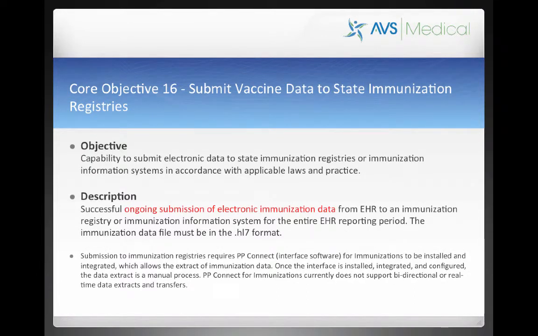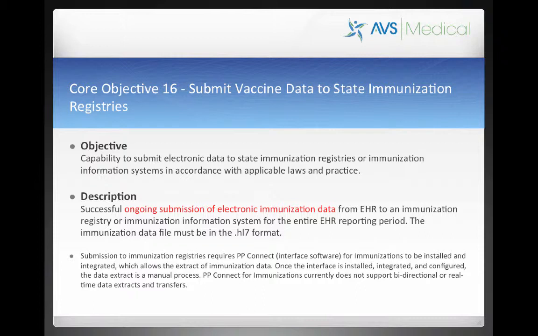Okay, core objective 16 is that you have the capability to submit electronic data to state immunization registries. This was also a menu objective in the past, but now this is core. The other difference here is that in the past, you had to submit at least one test file, and submitting the test file one time was enough to satisfy the objective. This year, you must successfully submit ongoing immunization data to your state registry. So instead of that one-time test, you need to set up a connection to the state registry and send them immunization data routinely throughout the year.